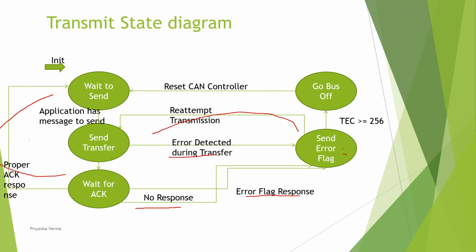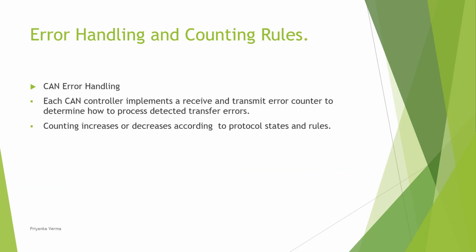And while this is raised, we try to reattempt the transmission. For example, there can be an error where in the first case there is no response, then it tries again to get the response, and it keeps on trying until the error counter is greater than or equal to 256. After this count, the bus goes into the off state. It neither sends nor receives anything, and we need to reset the CAN controller. How this TEC, the transmit error count, or the REC, the receive error count in case of the receiver end, is calculated, we will see in the upcoming slide.